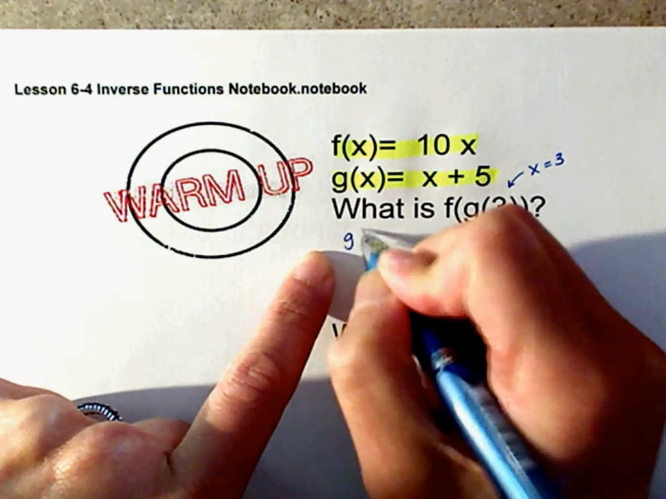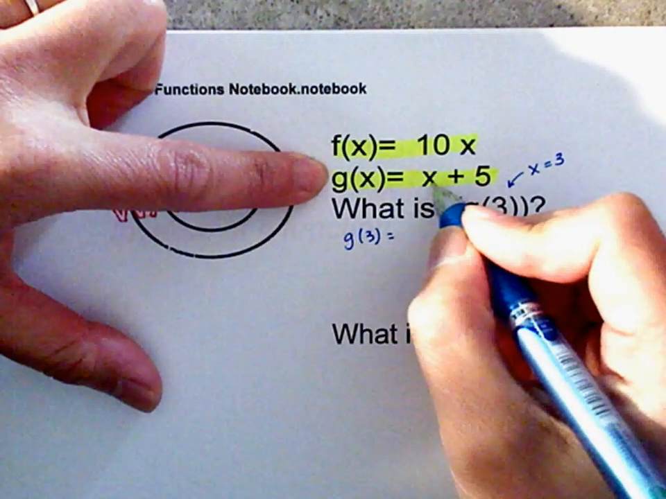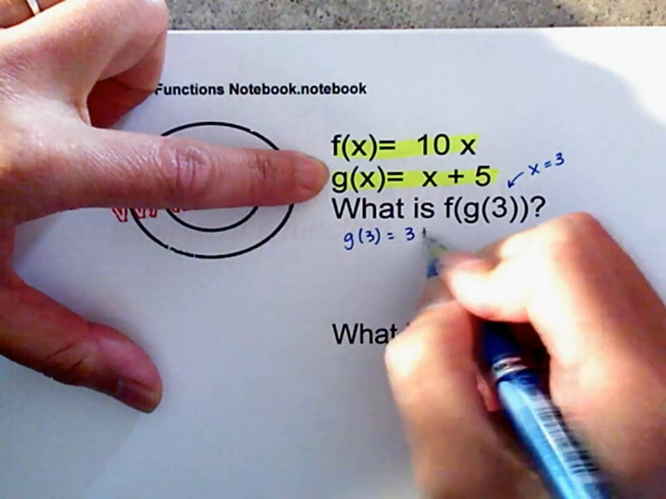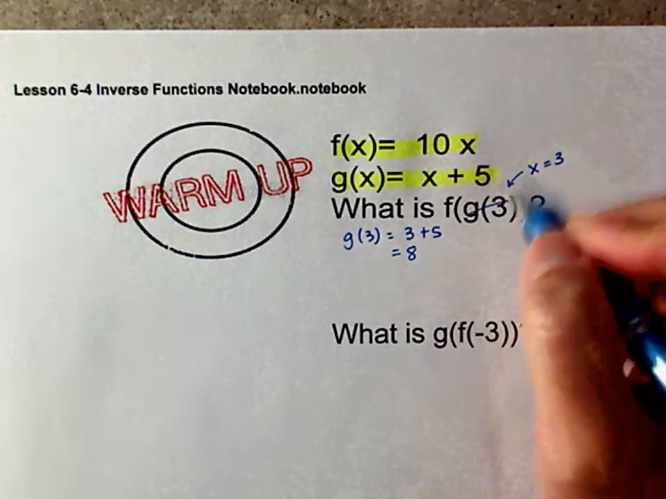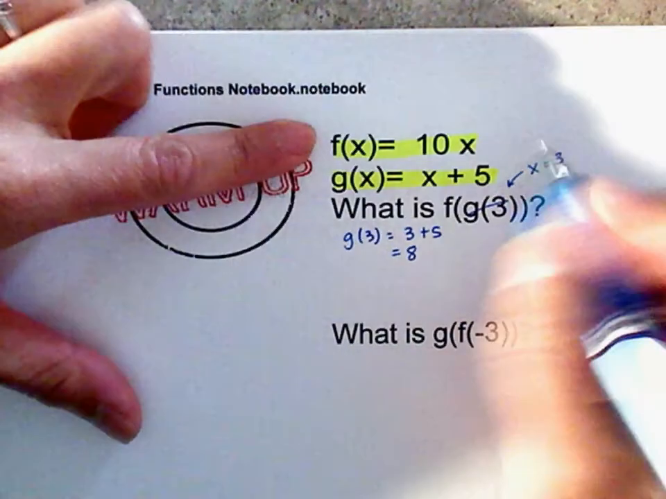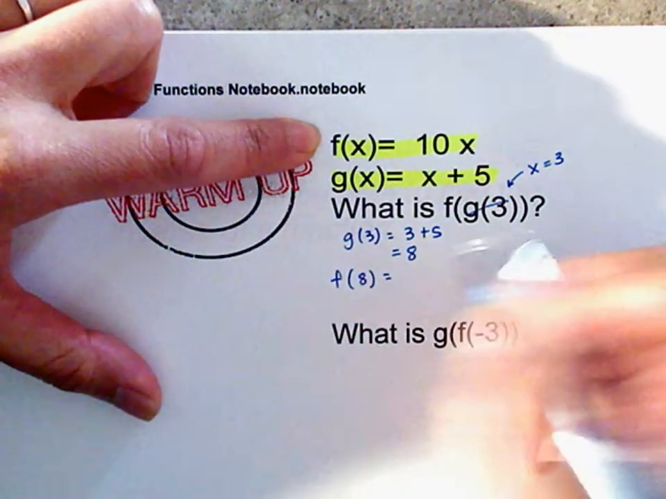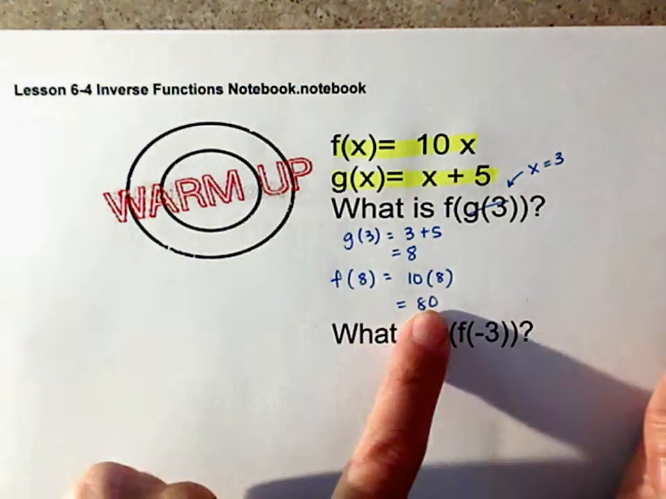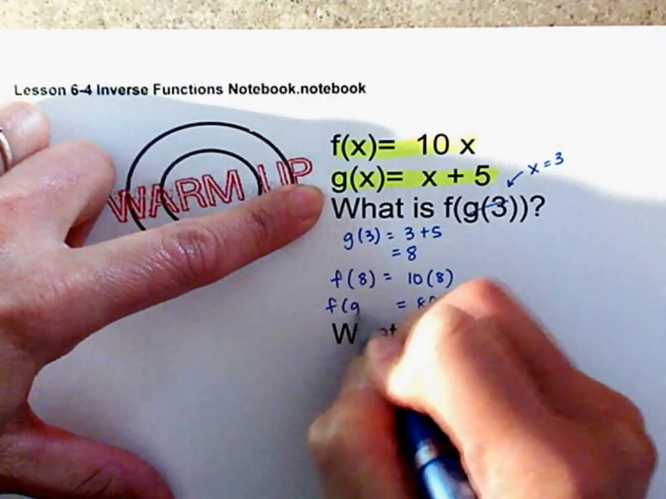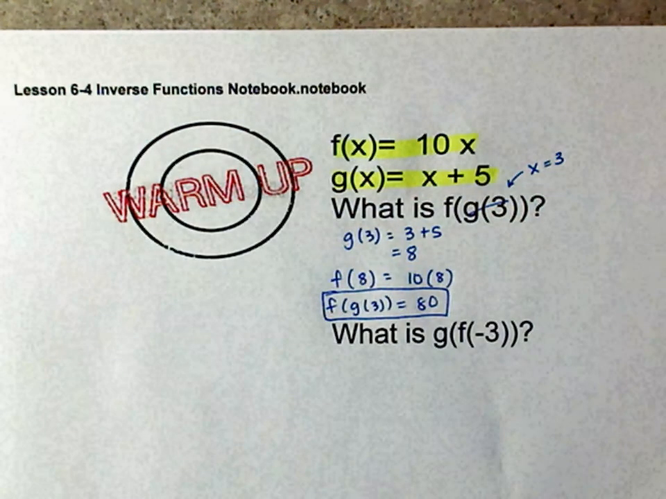Like before, we're going to work from the inside out. So we're going to start off with g of x, but my x is 3. So I'm going to go to my g function. Wherever I see x, I'm going to put 3. So 3 plus 5 is equal to 8. You see that right there? And now I am replacing g of 3 with 8 for my f function. So wherever x is, I am now going to substitute 8. So 10 times 8 is 80, and I cannot make that any smaller. So f of g of 3 is equal to 80.